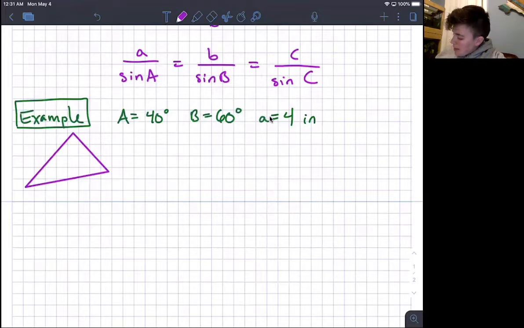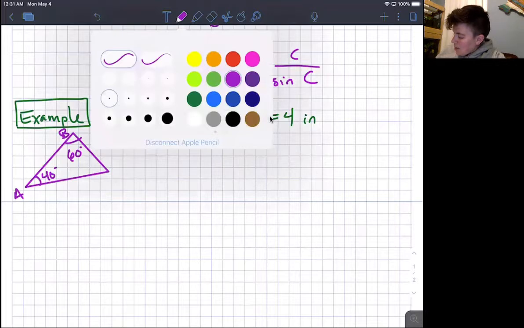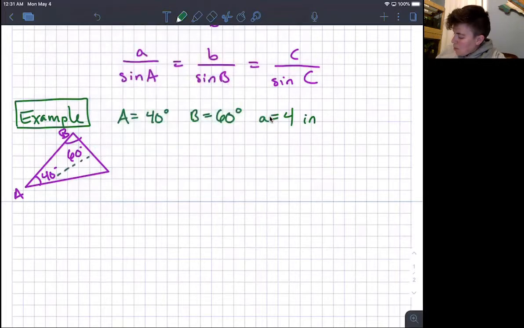And then let's say this is side A, so that's 40 degrees right there. Let's call this angle A. Let's call this angle B up here, so that'll be 60 degrees up there. And then side A is this side over here, and that is going to be 4 inches.